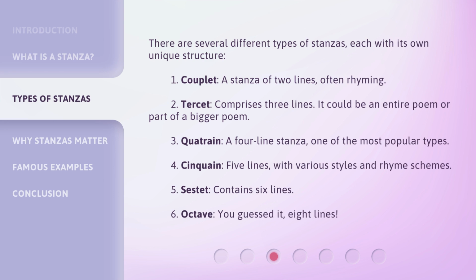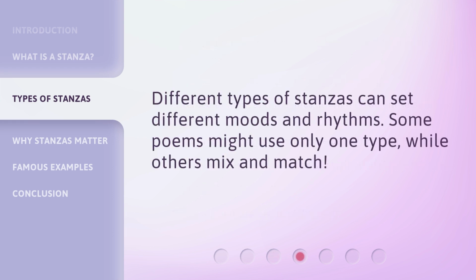3. Quatrain. A four-line stanza, one of the most popular types. 4. Cinquain. Five lines, with various styles and rhyme schemes. 5. Sestet. Contains six lines. 6. Octave. You guessed it, eight lines. Different types of stanzas can set different moods and rhythms. Some poems might use only one type, while others mix and match.